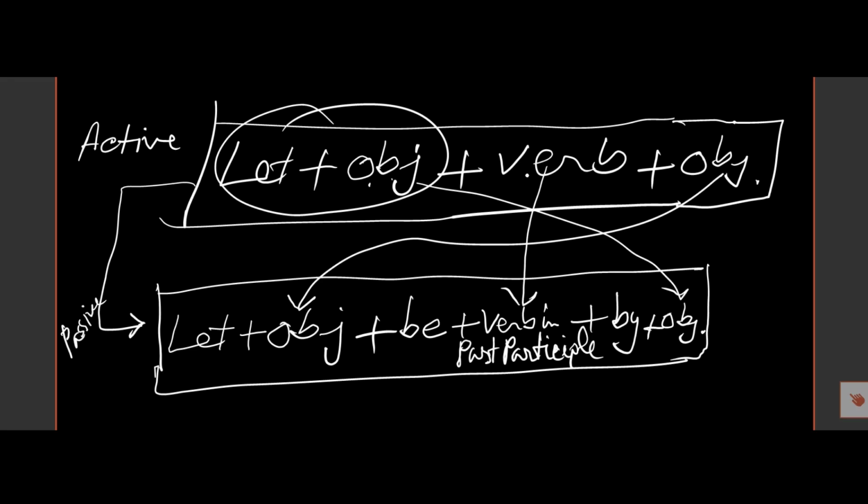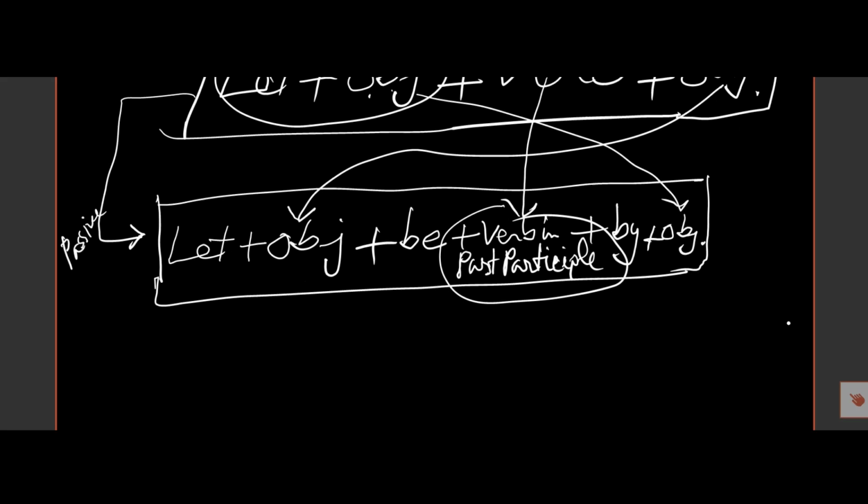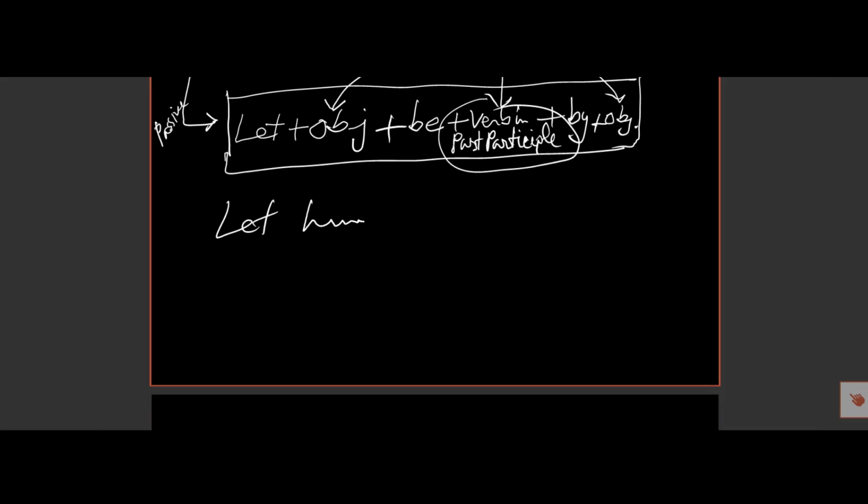I repeat, if the active voice begins with let, then object, then main verb is in the present form, and the object. So we must begin passive voice with let, then object will be after let, then we must put here be, and the main verb will be past participle form, and then removing let, the object will be the object in the passive voice, and before it we must put by. So let's see an example. Let him write an essay.